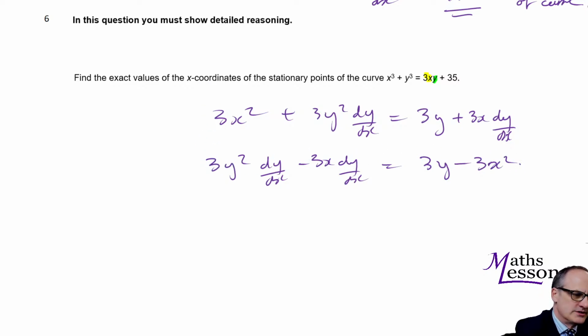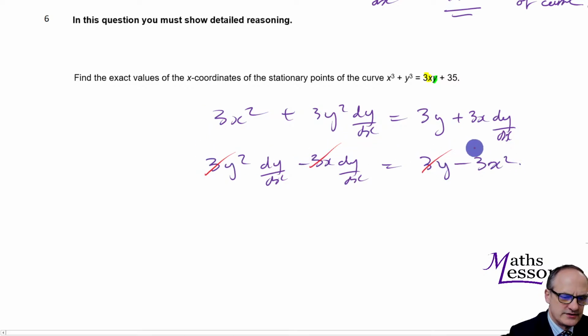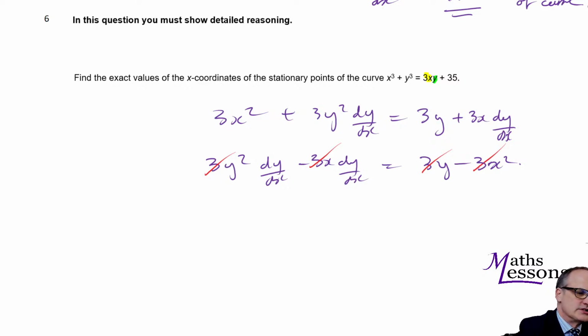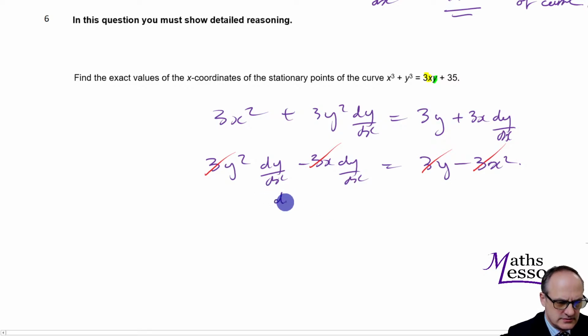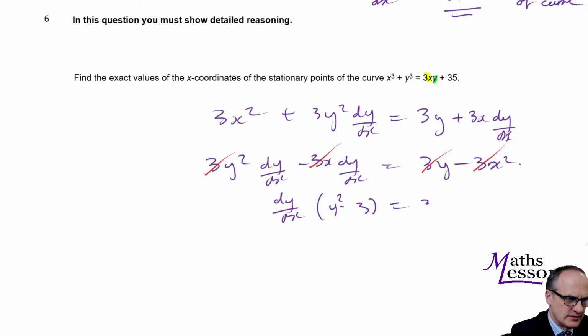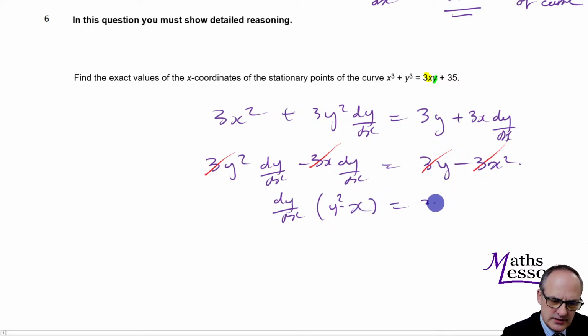Actually, while we're here, we can just cancel out the 3's because there's a factor of 3 everywhere. So we can just get rid of that. Take out the factor of dy by dx, you get y squared minus 3 equals minus x, sorry, apologies. I'm looking at the wrong number. Thank you, class, for correcting me there. And we get y minus, I was about to write another 3 there as well. Got 3 in the brain on this question.